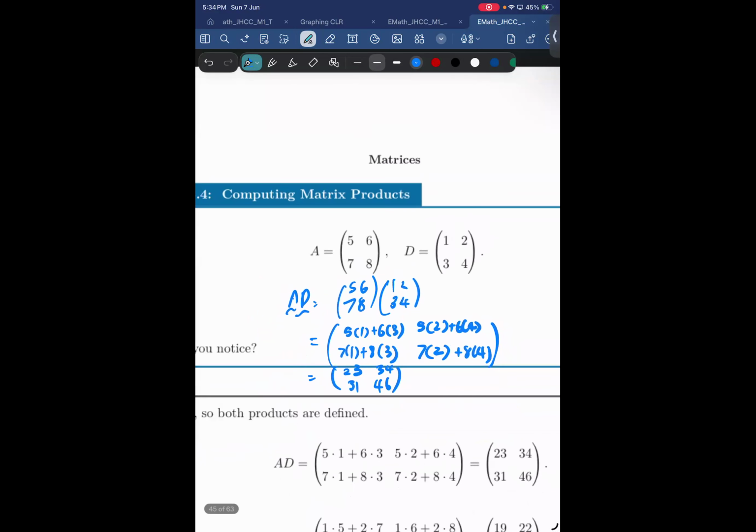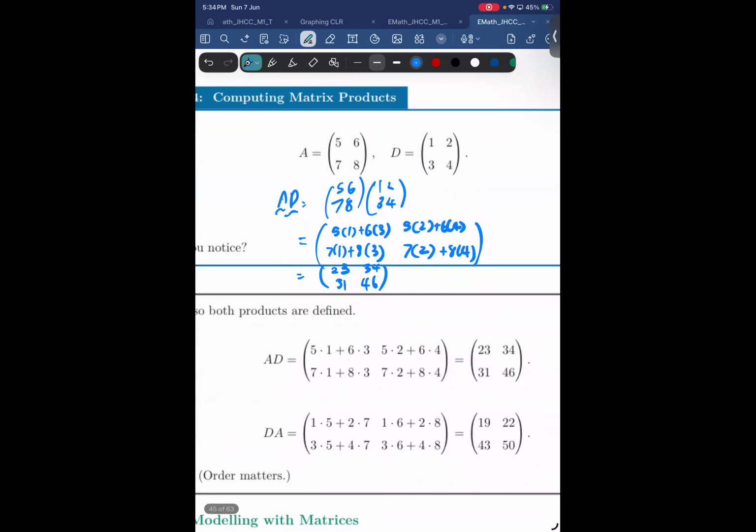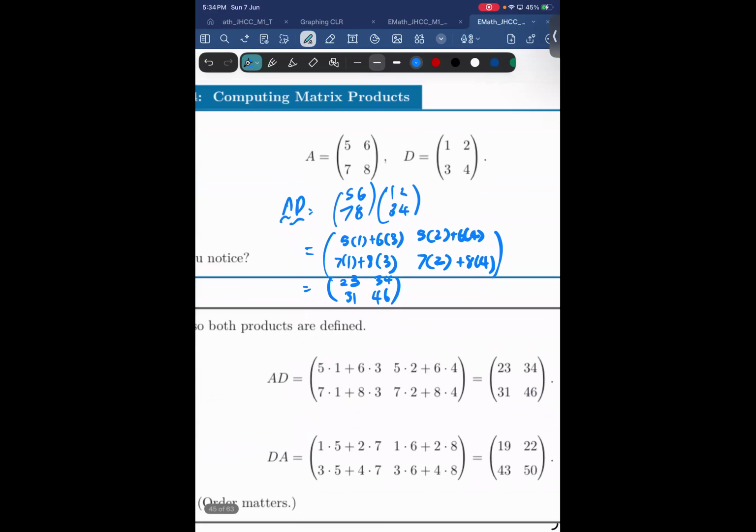Okay. Then DA, if you calculate it, it will be this and it will be different. Only the DA and AD are not the same. So this proves the previous points. Okay, any questions? Matrix product is one of the easiest ways to make mistakes. So make sure to do it carefully.